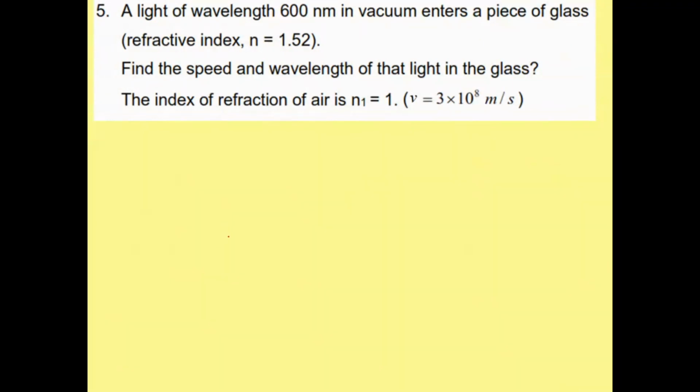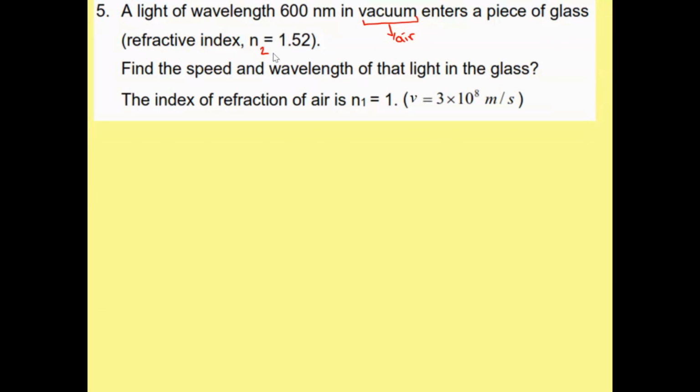A light of wavelength 600 nanometer in vacuum. So generally I told you, if vacuum comes, we have to consider that medium as N1. Clear? Okay. So a light of wavelength 600 nanometer in vacuum enters a piece of glass. Its refractive index value is 1.52. That means, as I told you all the times, the material medium we always have to consider as N2. Clear? So here I take this N, which is equal to 1.52, as N2.